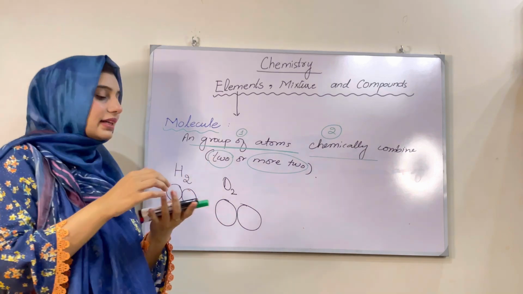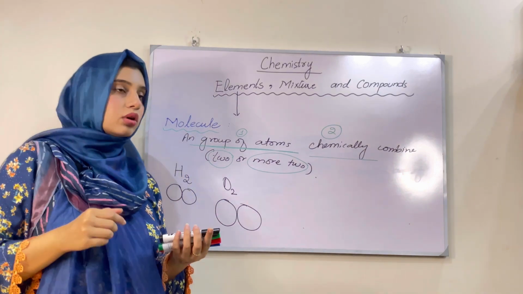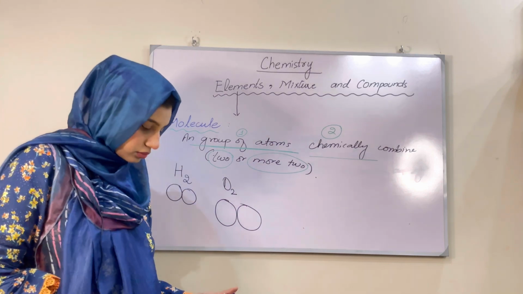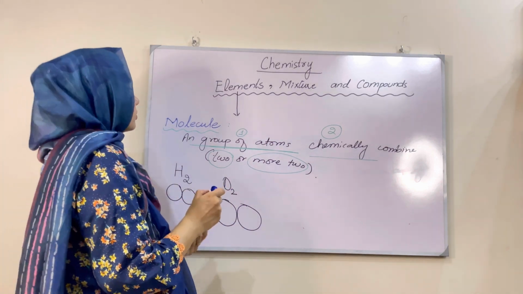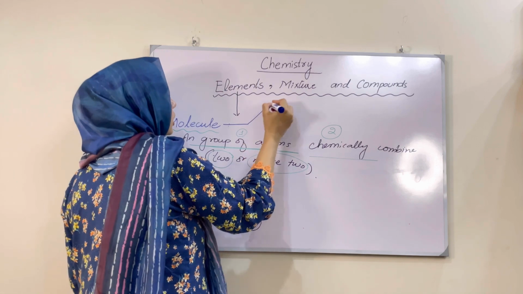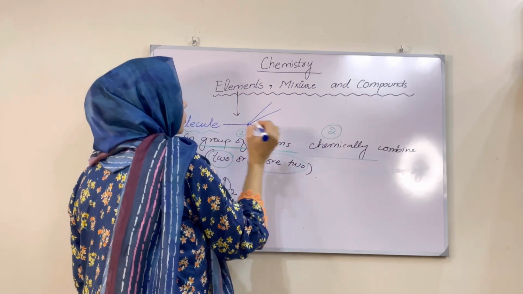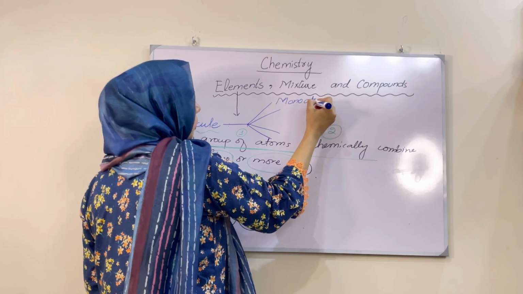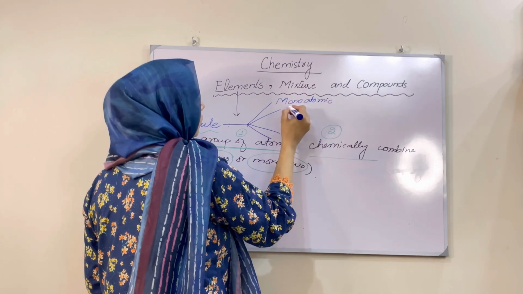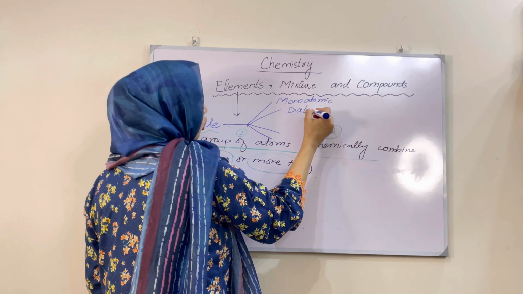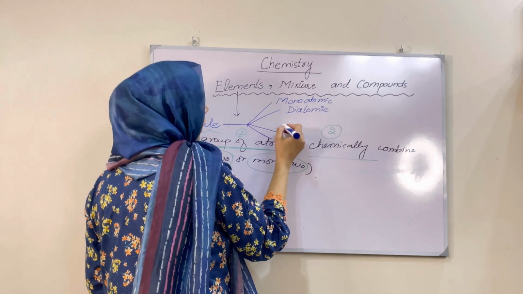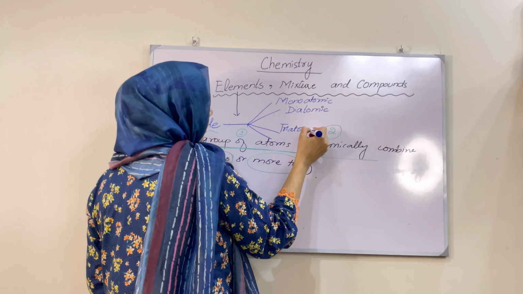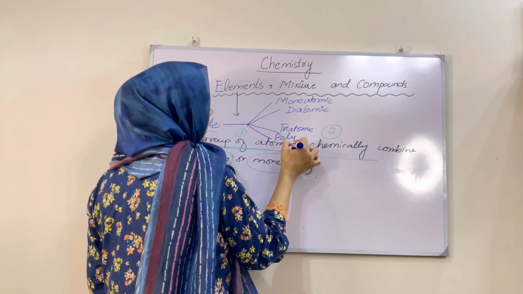Now we have different types of molecules, or we can say we categorize molecules. So we have different classes of molecules. First one is monoatomic, then we have diatomic, then triatomic, and then polyatomic.